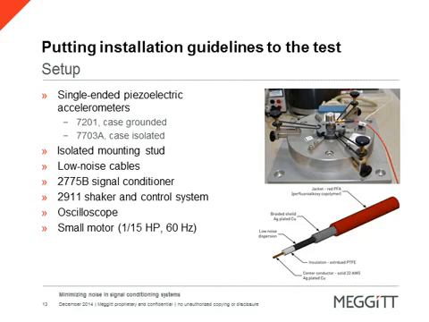We utilized an isolated mounting stud, low noise cables, the 2775B signal conditioner amplifier, a 2911 shaker and control system, which is shown in the upper right there, an oscilloscope, and a small motor to try to induce noise. As our system was pretty benign and quiet in the lab, we had to utilize a motor to get more noise. Also depicted on this slide in the lower right is a cutaway view of our low noise treated cable, just to identify what makes that different from a standard coax.